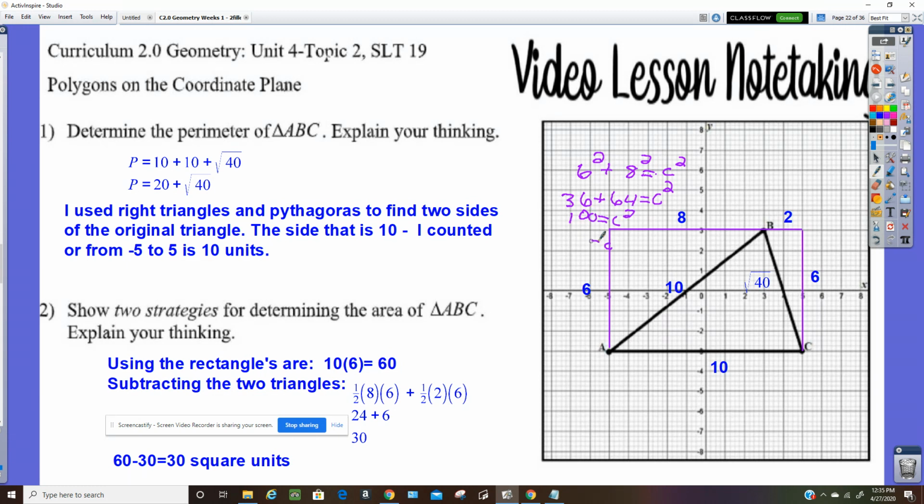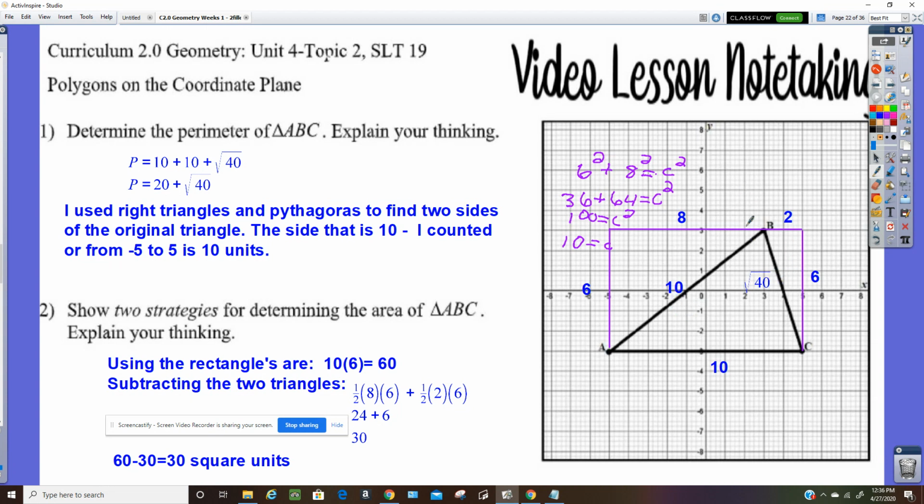So c is 10. Some of you might recognize that this is the same as a 3, 4, 5 triangle. So just doubling everything. Twice 3 is 6, twice 4 is 8, twice 5 is 10. So this is in the form of a 3, 4, 5 triangle. So this side is 10.